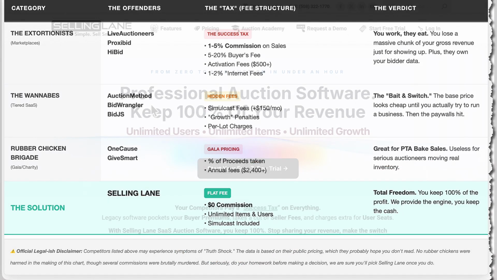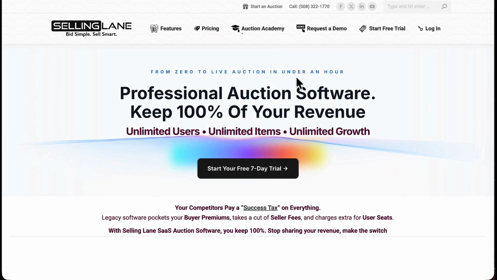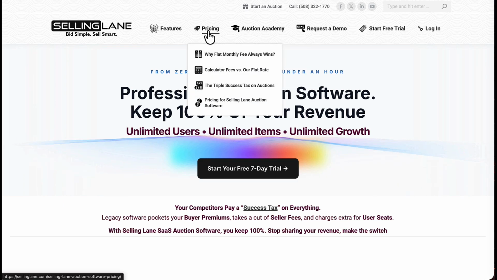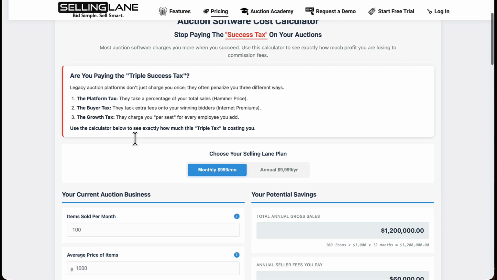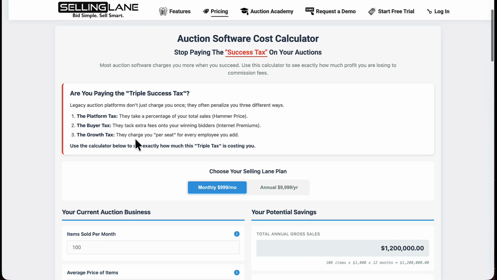Let's take a look. Okay, here we are over in Selling Lane, and under pricing, you'll find the calculator. I also included a link in the description of this video, so you should be able to find it. It's a nice short link. But anyhow, you go to the calculator, and you can see we've got a brief outline of what we're talking about here. So we think that our competitors are charging their customers, their wonderful, loyal customers, a success tax.